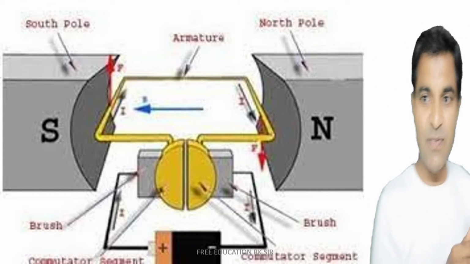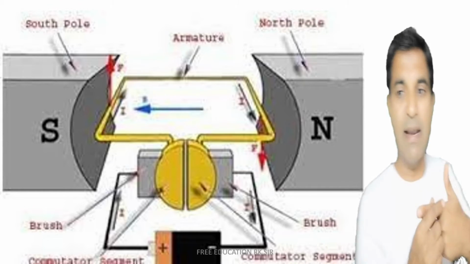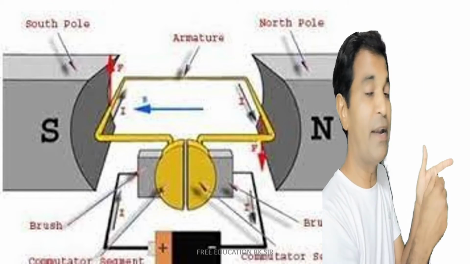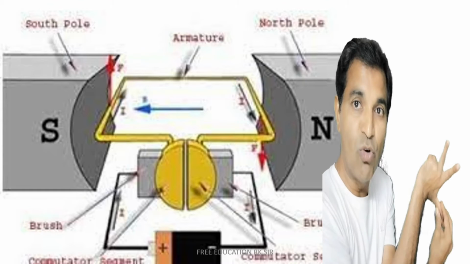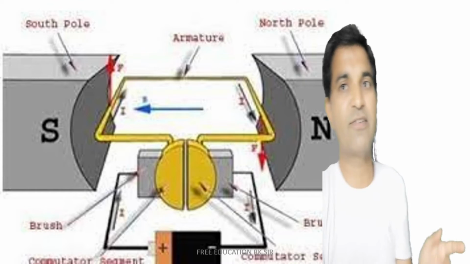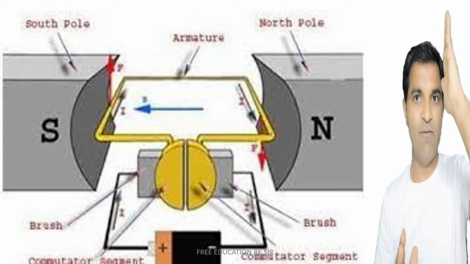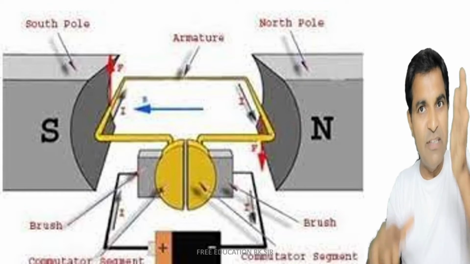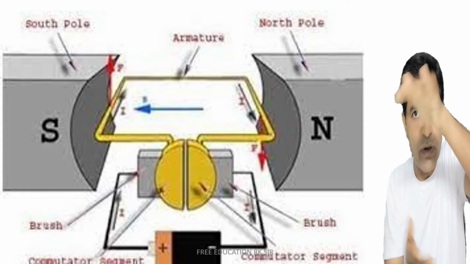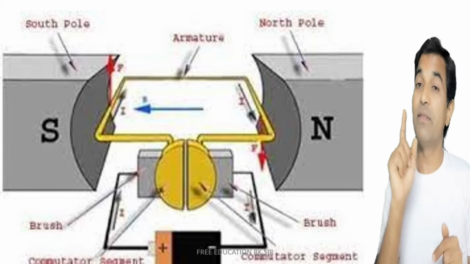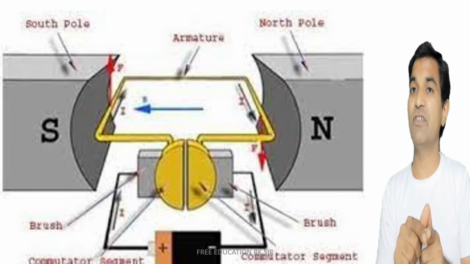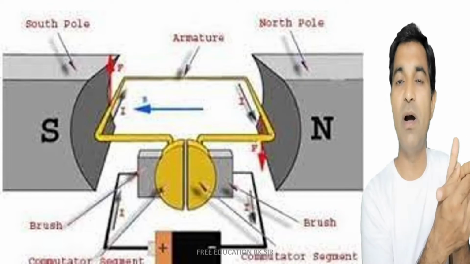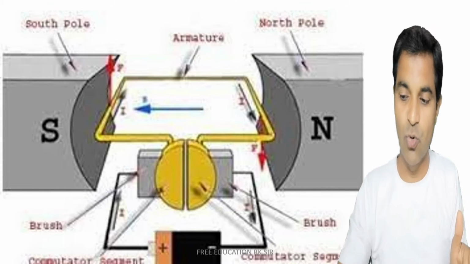Now let us talk about the conductor placed near the north pole. Once again it is very clear that the direction of magnetism is something like this, that is, north to south. Now the direction of current is like this, so the movement of the conductor will be in the downward direction. So near the south pole it will be upward, and near the north pole it will be downward. So the armature will start rotating like this. The direction of movement of the armature can be found out with the help of Fleming's left hand rule.